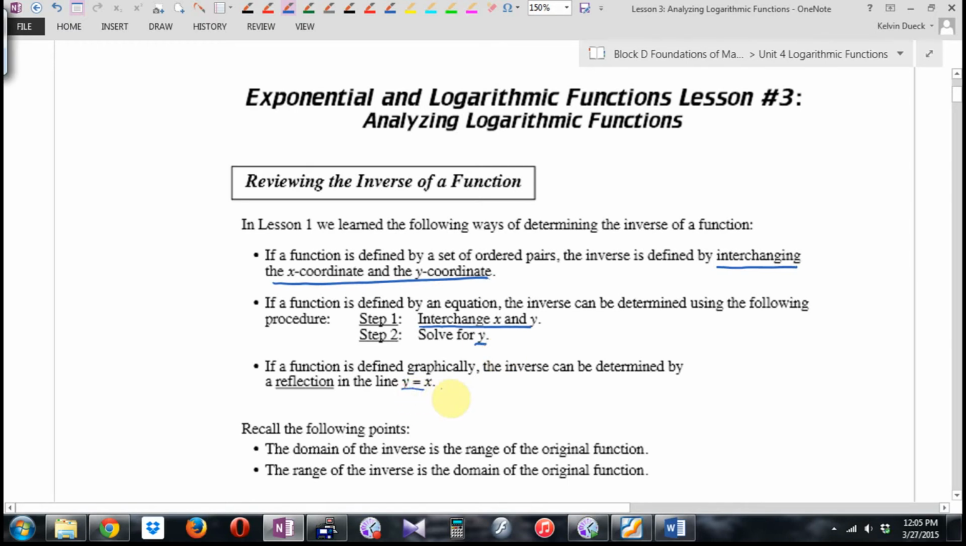I'm not going to do a big song and dance about that. What we noticed was if I gave you one graph here, the inverse ended up being a reflection about this line here. And if you didn't remember that, don't freak out. What I really want to talk about are these two. How do I find an inverse? I switch the x and y around. And then if it's an equation, I get the y by itself.